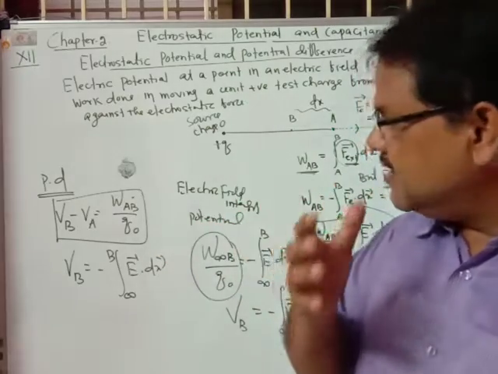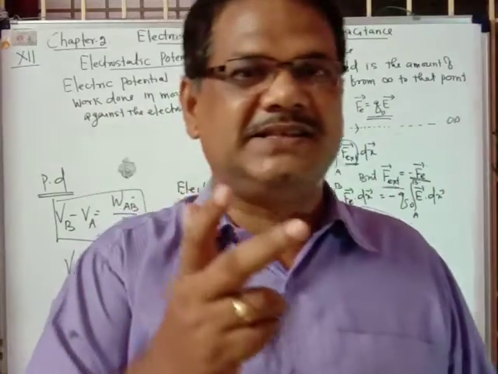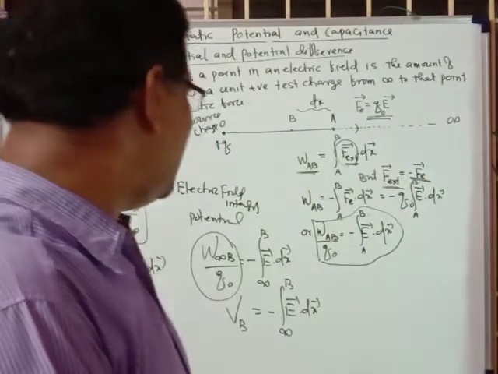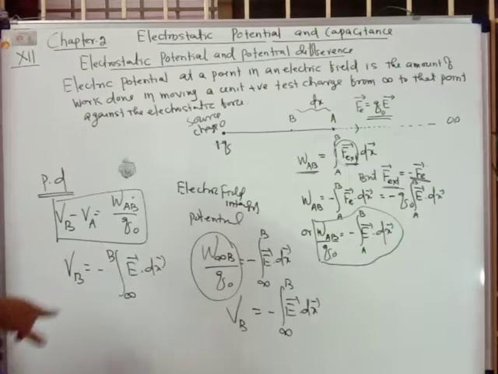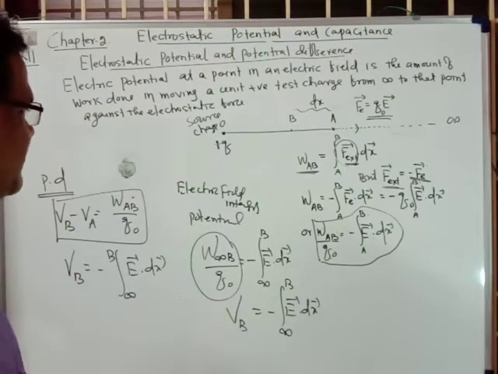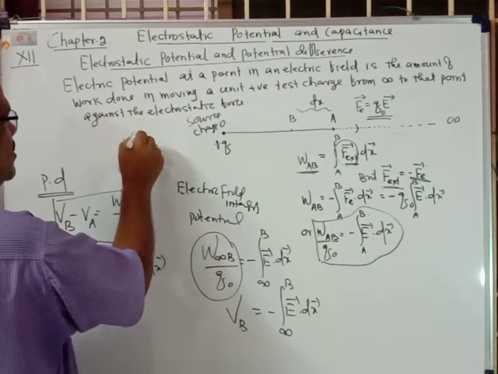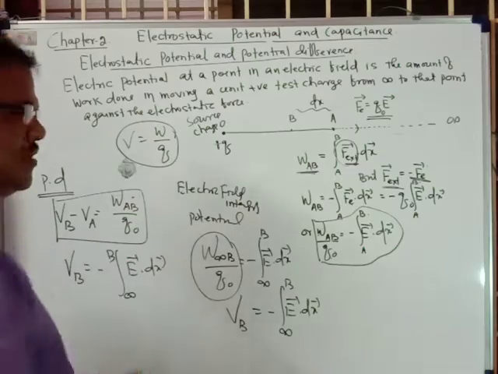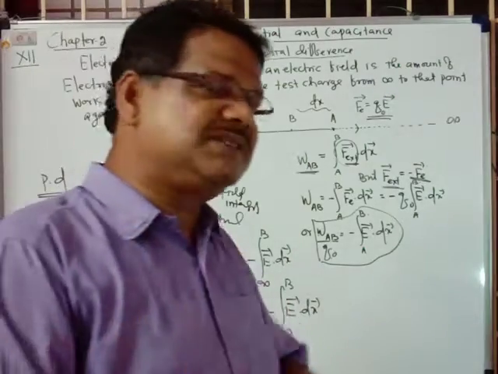Students, you should remember only these two formulas to calculate all types of potential and potential differences. From class 10 you must know the qualitative formula, that is V equals W by Q. Without understanding the concept, you simply know V equals W by Q. The same thing I am explaining here.